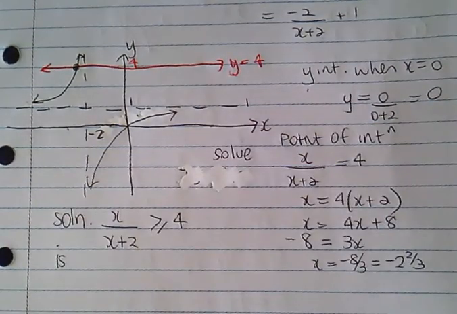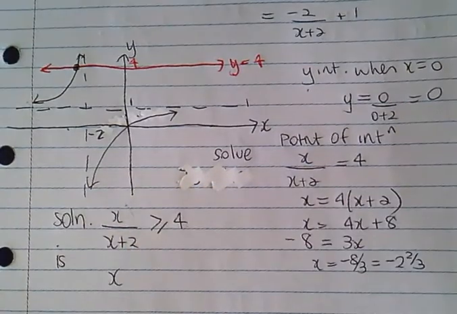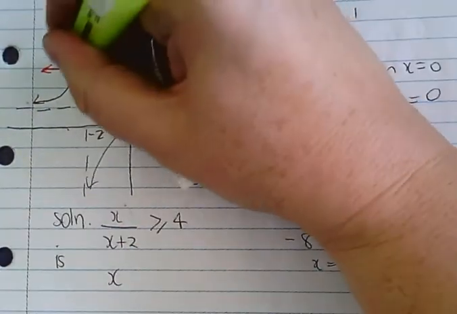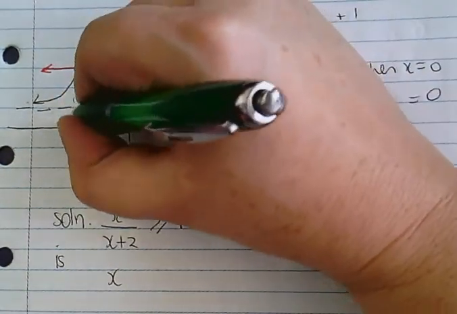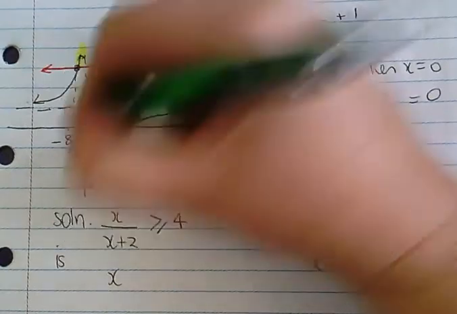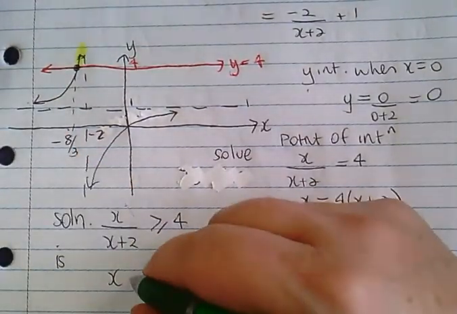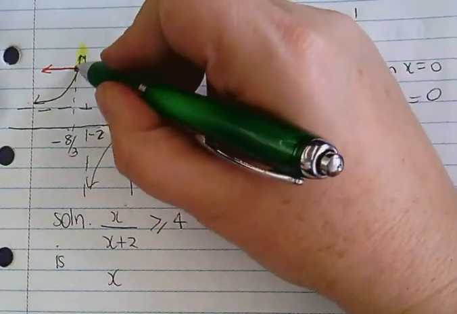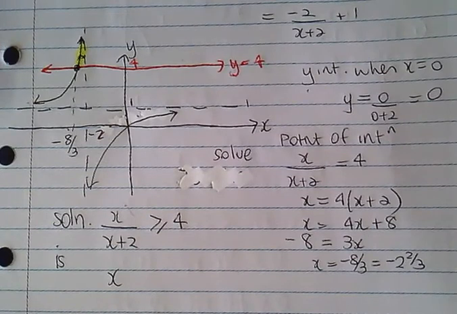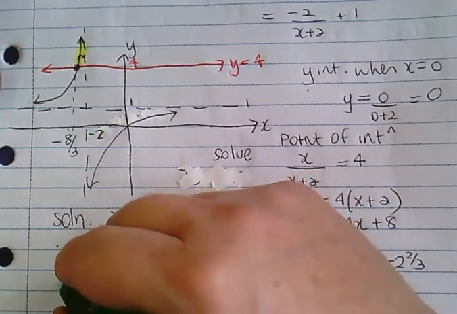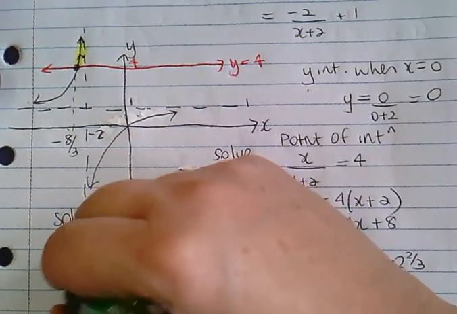Where is the hyperbola above the line y equals 4? Well, it's there. Now this is an x value of negative 8 on 3. So is this a greater than or equal to? Yes. So x is between what? Which one's smaller? You always do the smaller value first. So it's negative 8 on 3.